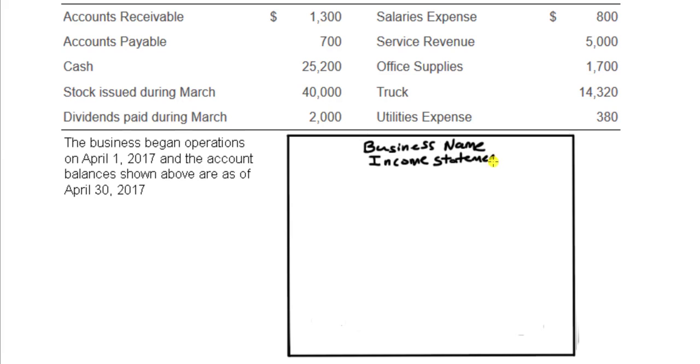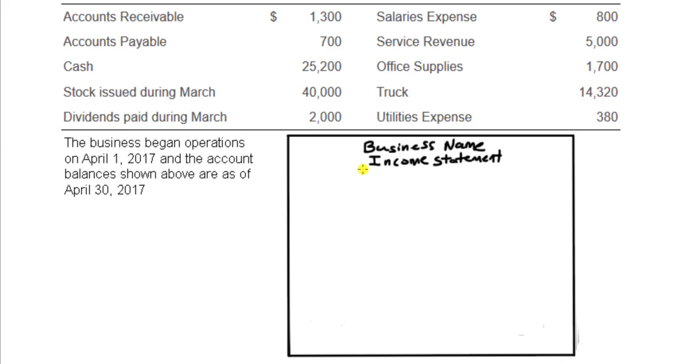Statement. The third line of the title, the third and final line, will just indicate the time period you're talking about. Or if you're just doing a snapshot, which you can do for a balance sheet, you just indicate the date of the snapshot. But income statements, like we said, have to concern a time period.